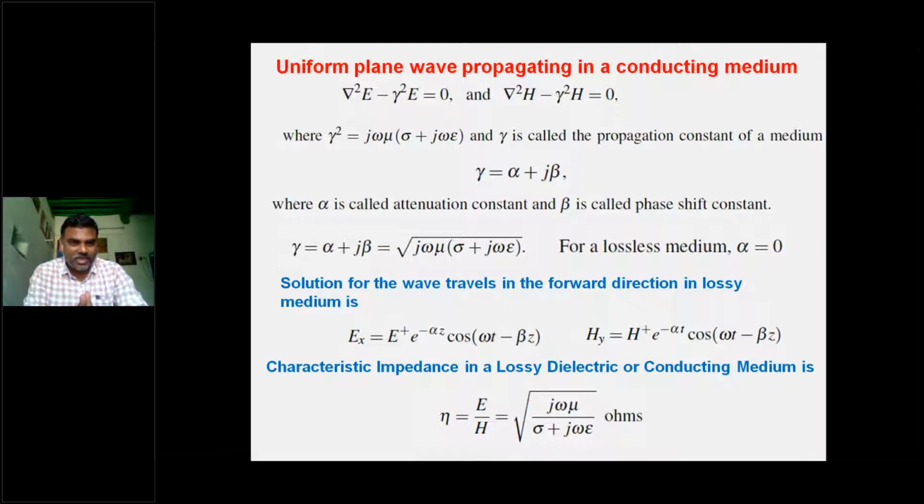And the corresponding imaginary part beta, which is equal to omega root mu epsilon, as we have in the previous case. Okay, and the solution in the direction of plus z is given by e power minus alpha z cos of omega t minus beta z. See, in the solution of the uniform plane wave for free space, there is no exponential term. But here for the conducting media, there is the exponential decay factor e power minus alpha z.